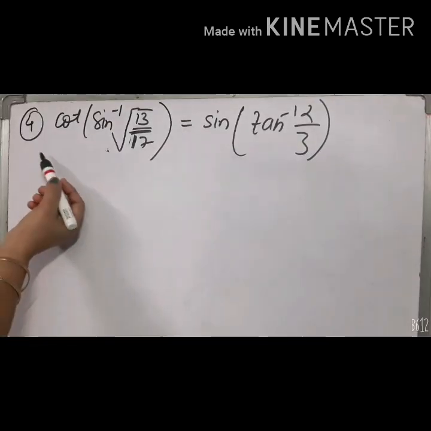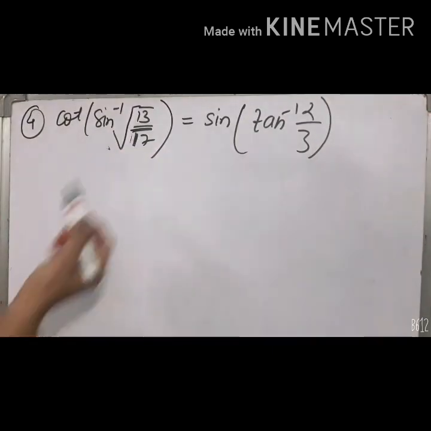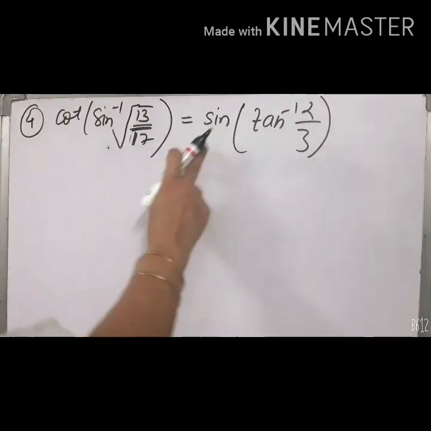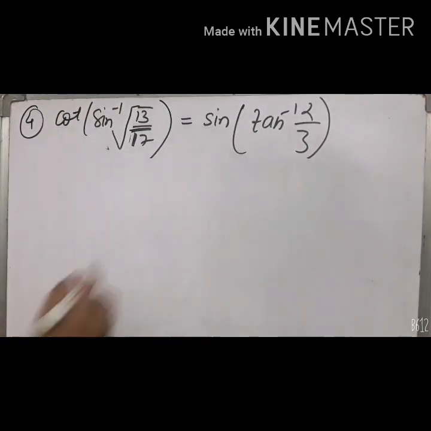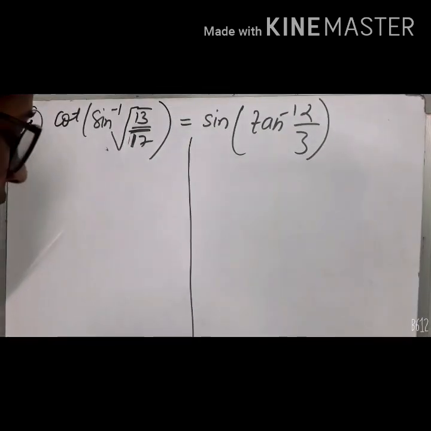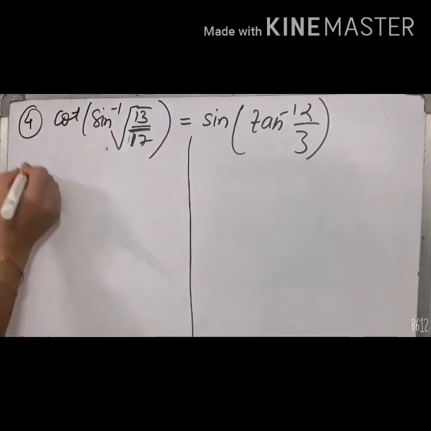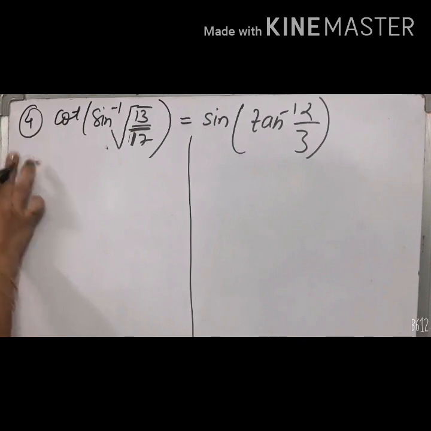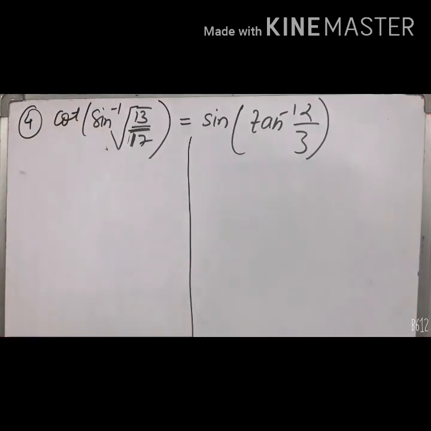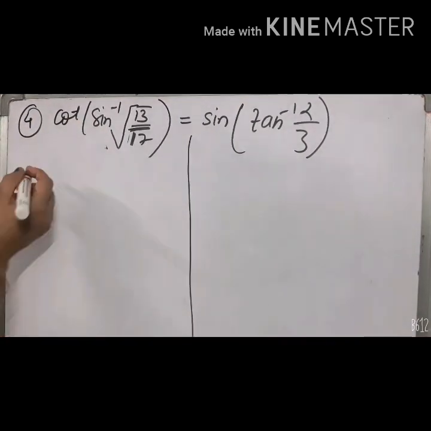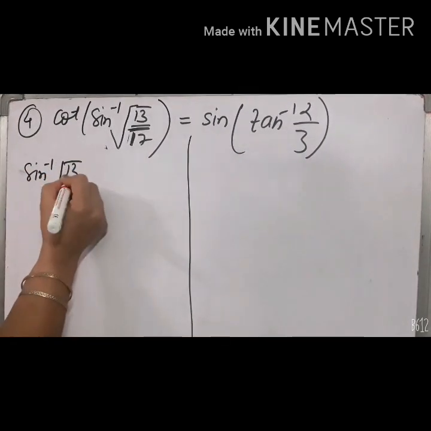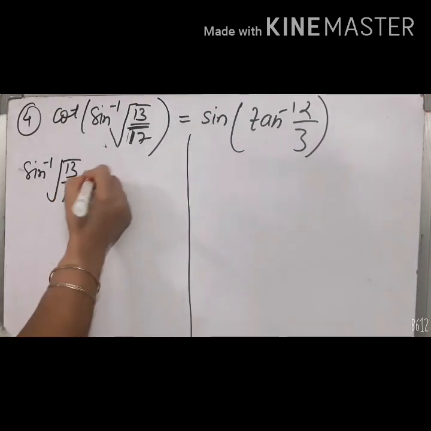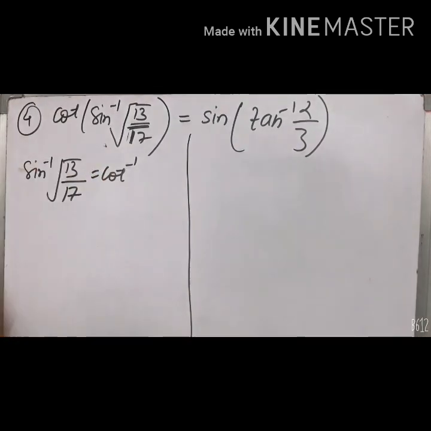Now the fourth question is cot of sine inverse root 13 by 17 is equal to sine tan inverse of 12 by 13. Means you need to prove that LHS and RHS are equal. So I am making one line here to solve properly. I will take it, because outside is cot and inside is sine inverse. So I will change sine into the form of cot inverse.